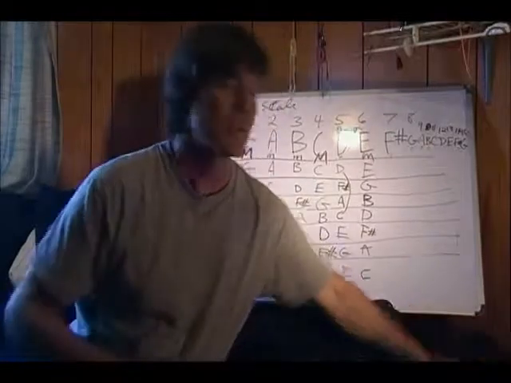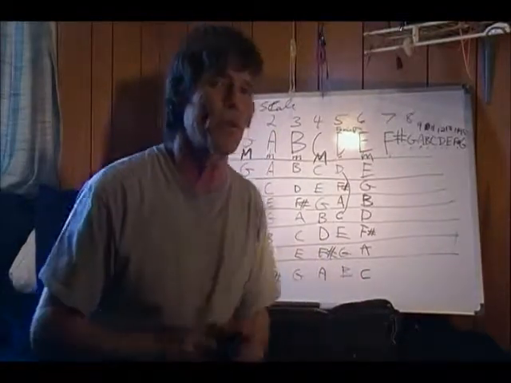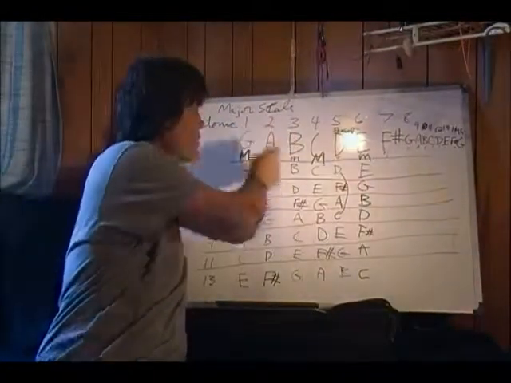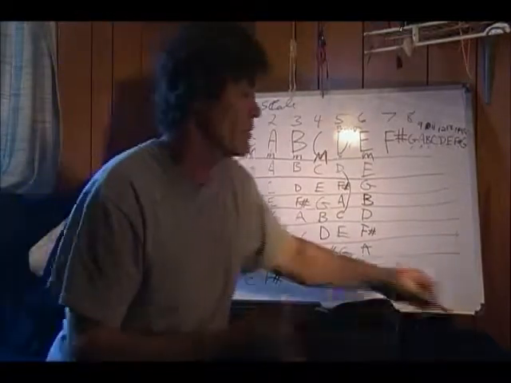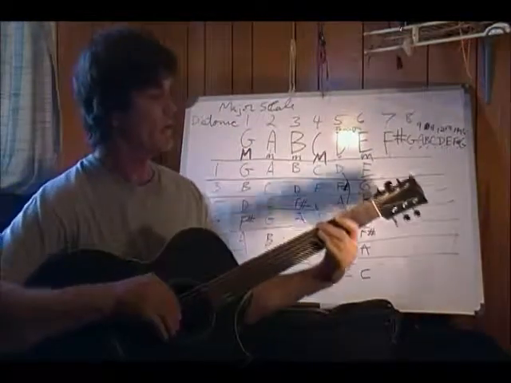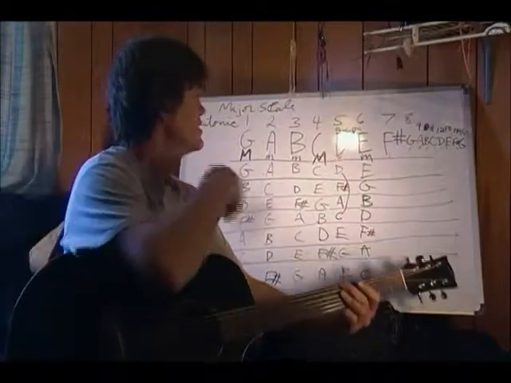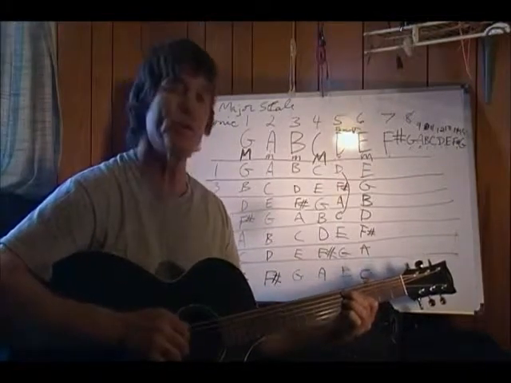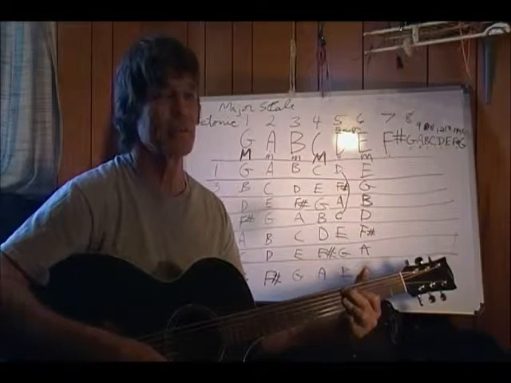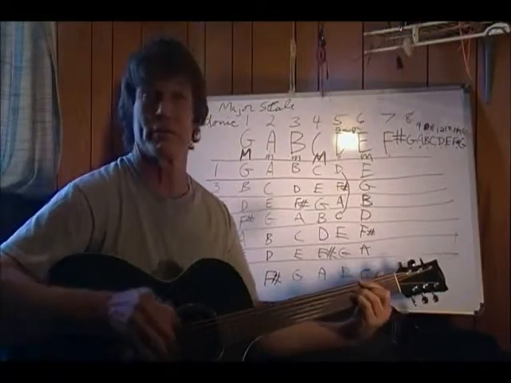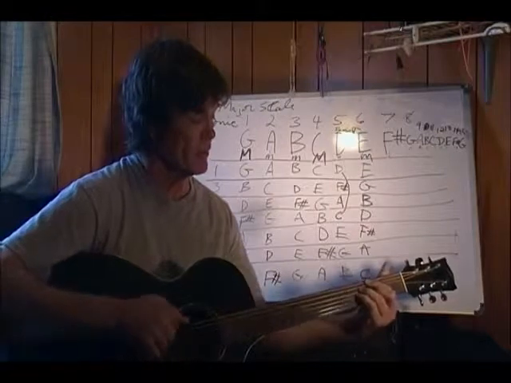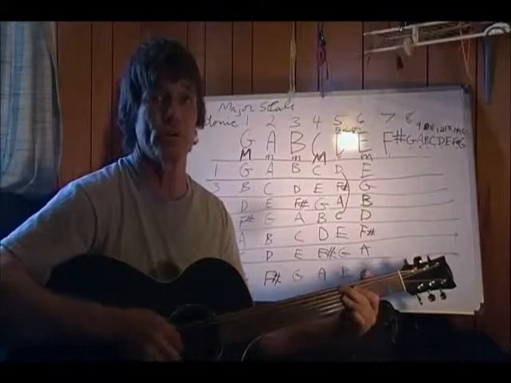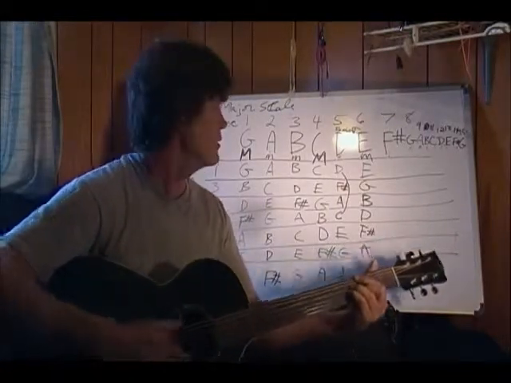Okay? And jazz is usually a 2-5-1 progression. What does that mean? 2-5-1. Let's do that in the key of G. Let's do a 2, A minor. Let's do a 5, which is a D. But let's do a D9. And then a G major 7. 2-5-1. Okay?